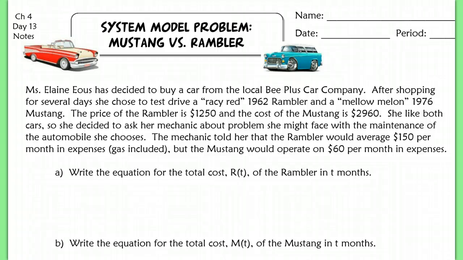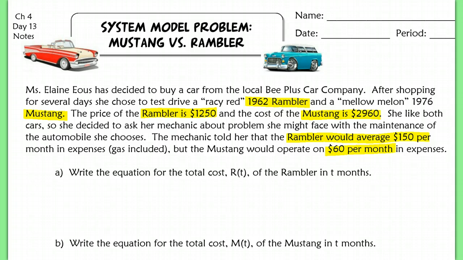Okay. So this person has decided to buy a car from a local car company. So after shopping for several days, she chooses to test drive a 1962 Rambler and a 1976 Mustang. The price of the Rambler is $1,250 and the cost of the Mustang is $2,960. She likes both cars, so she decides to ask her mechanic about problems she might face with the maintenance of the automobile she chooses. The mechanic tells her that the Rambler, since it's a little bit older, is going to cost an average of $150 per month in expenses, that includes gas, but the Mustang would only be at $60 per month in expenses because it's slightly newer.